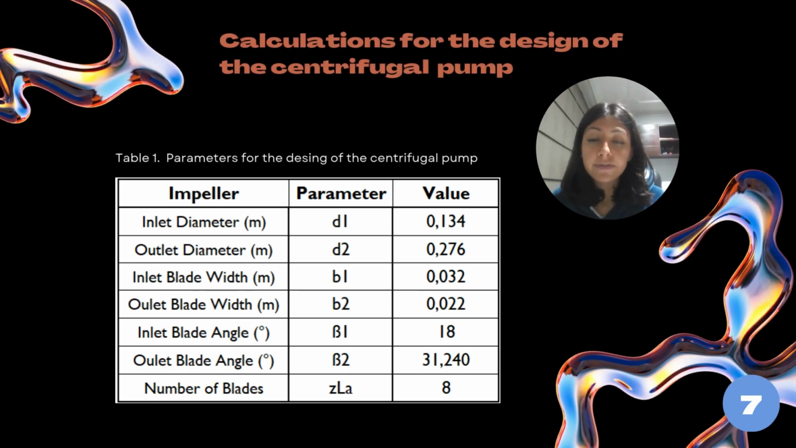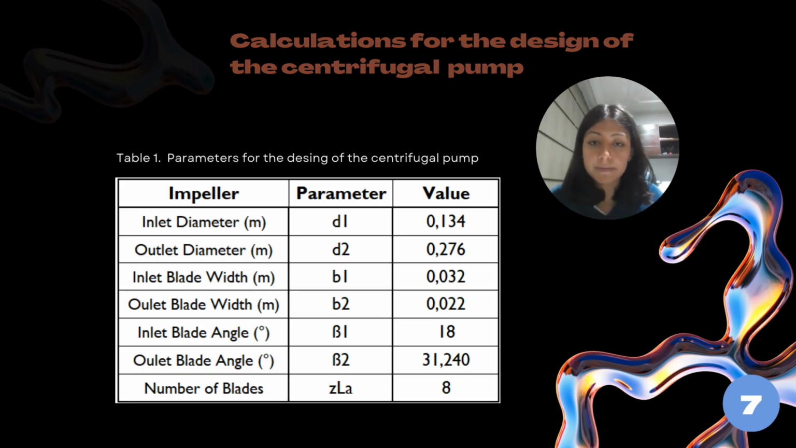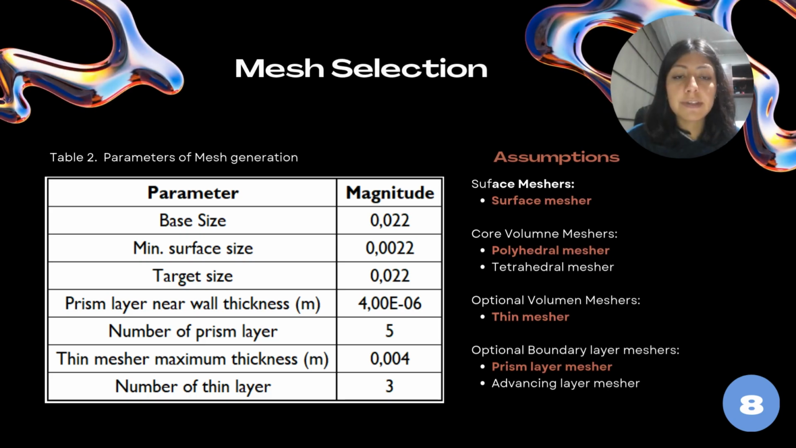For the methodology, first we find different parameters that are used to make different calculations for the design of the centrifugal pump. For the mesh selection, we have different mesh options. In this case, we chose polyhedral meshes, which have fewer cells compared to tetrahedral meshes, even though tetrahedral have more faces; the polyhedral present the same results.